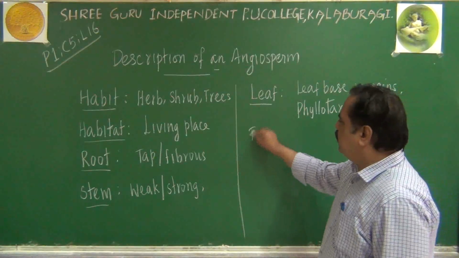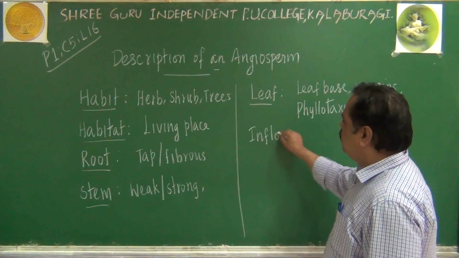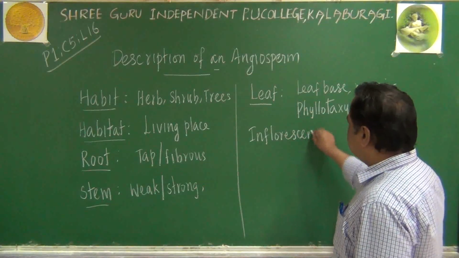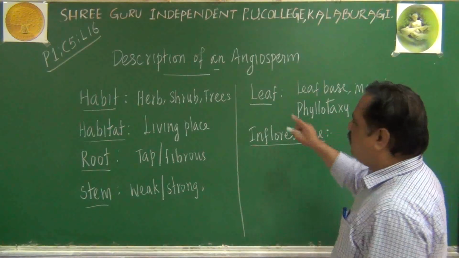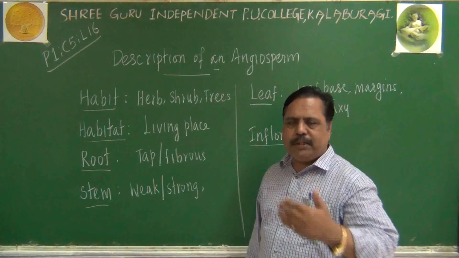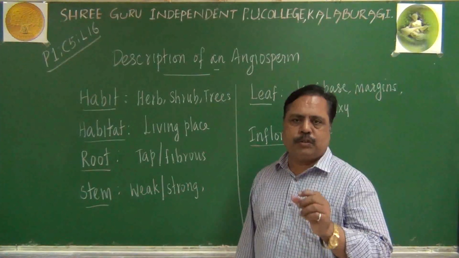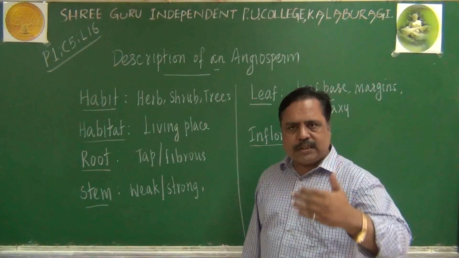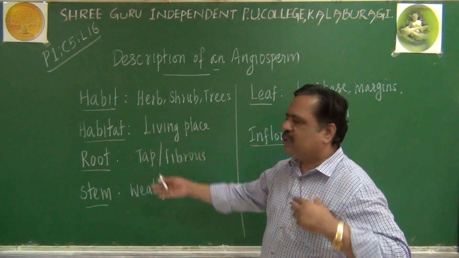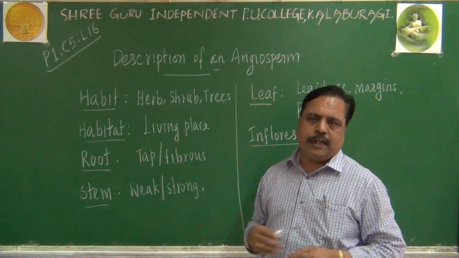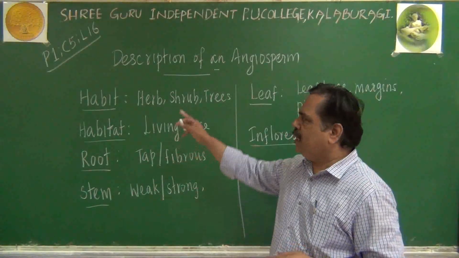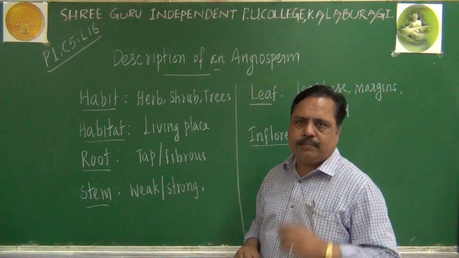Next to the leaf, there will be a point related to inflorescence also. So after learning all the points, you are describing a typical angiosperm plant. When you describe that plant, you must use these terminologies. You must describe them in this order actually. So the first point will be regarding its habit.